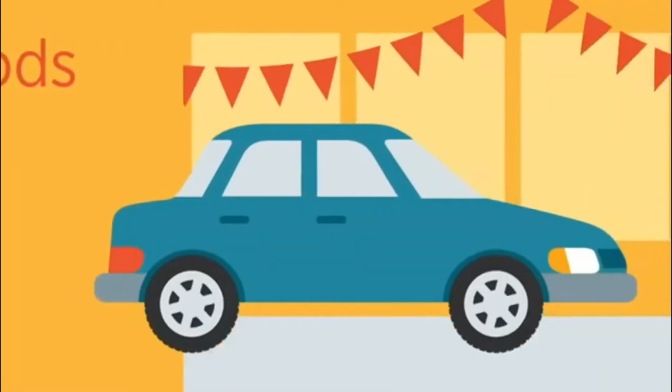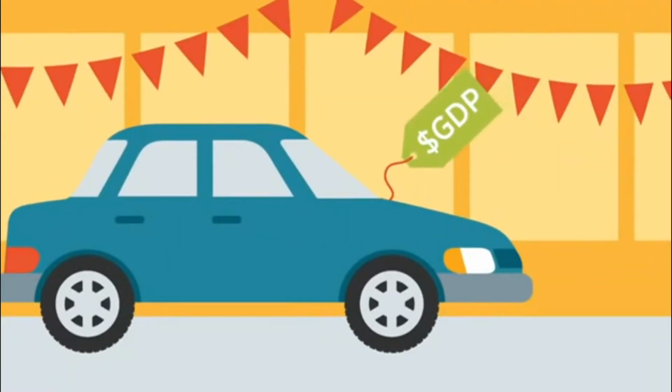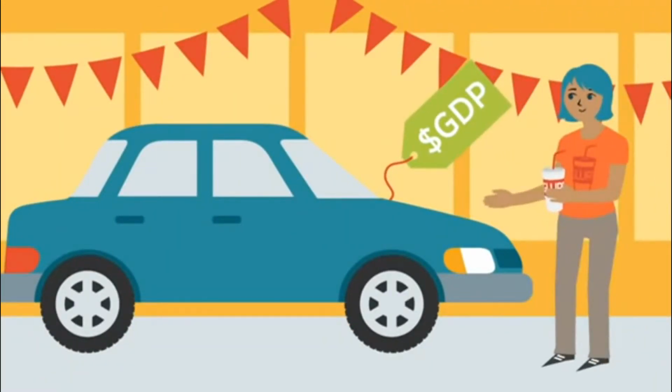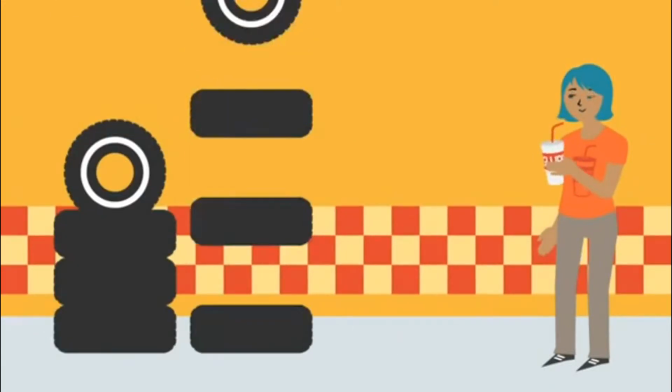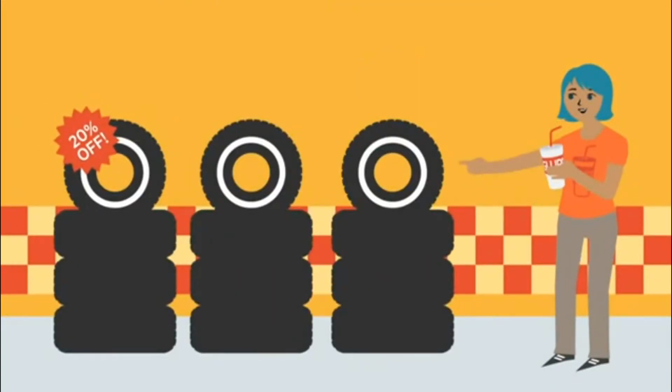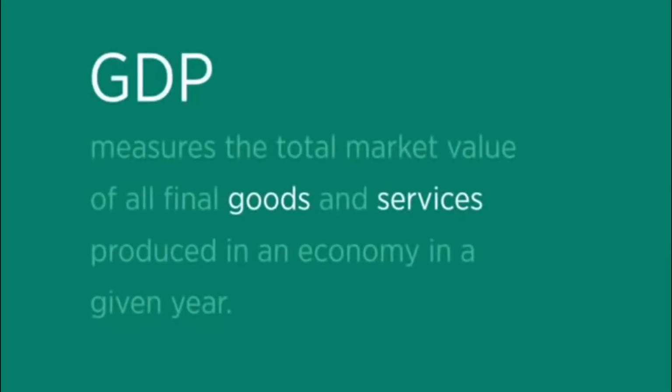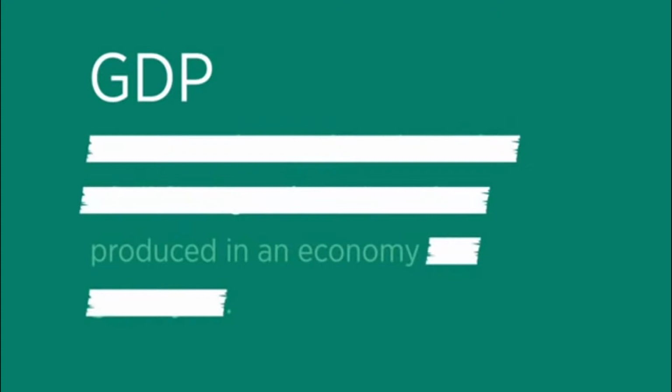The value of the tires will be reflected in the total price of the car when it's sold to the end user. However, when new tires are purchased by the end user to replace the worn-out tires on the car, this value is counted in GDP. Those tires are a final good because they were sold to the end user. The third and final phrase is produced within an economy.